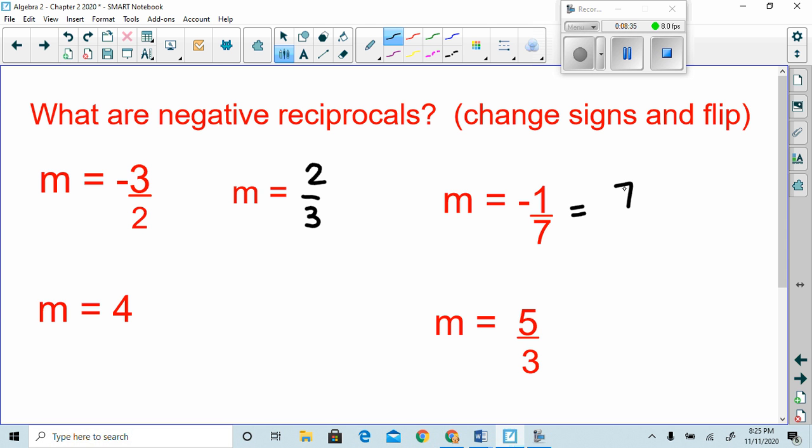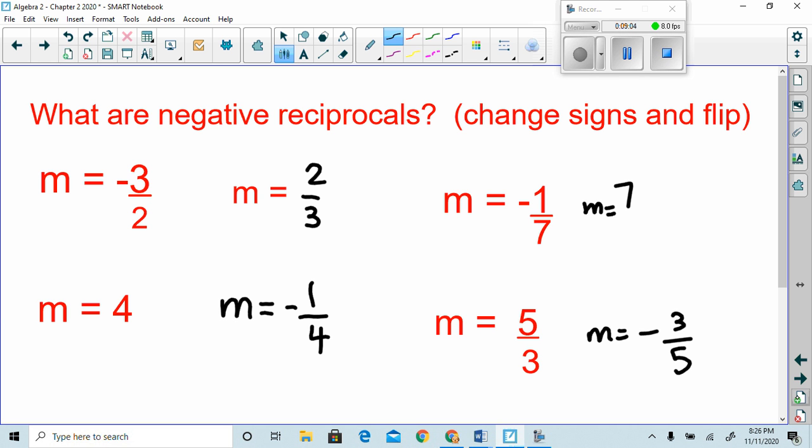If I start with a slope that's 4, and I want to know the slope of a line that's perpendicular, I will change the sign and flip. That's the reciprocal. One last one. If I want to know the slope of a line that is perpendicular to 5/3, that slope will be negative 3/5. So we change the sign and flip.